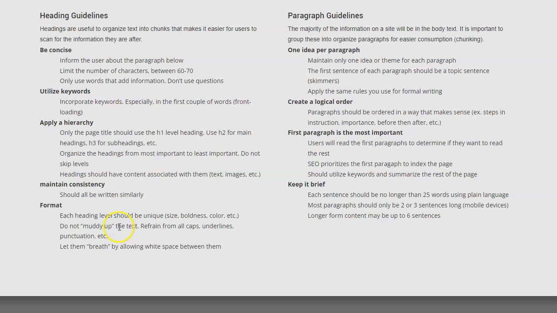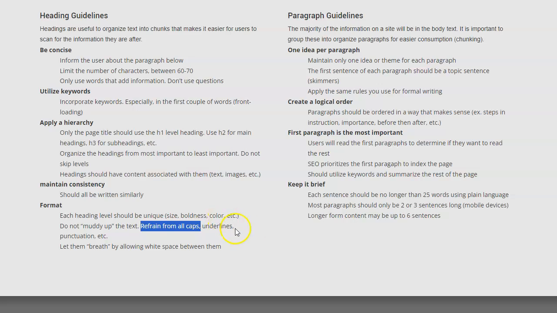Do not muddy up the text. What I mean by that is, do not write in all caps. That's just a no-no in general. It makes it hard to read. Sometimes it can be confusing because you might write "act", and if it's all caps, that could be an abbreviation for something, and so it might become confusing.